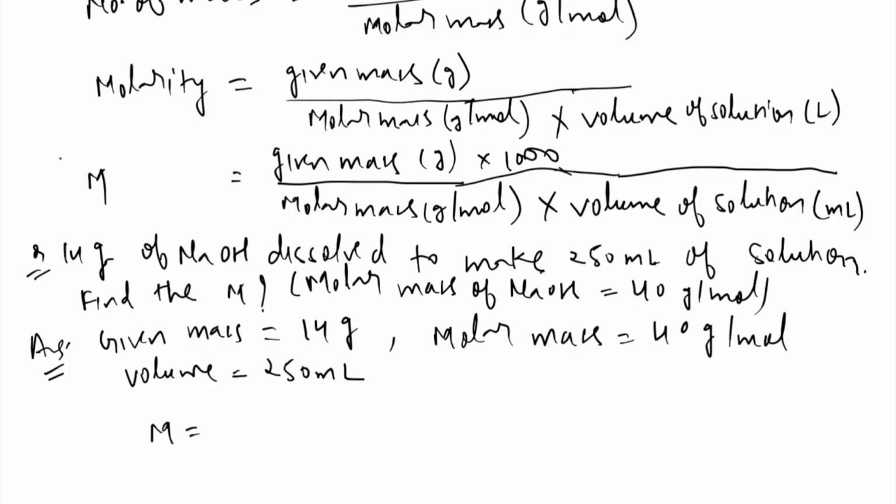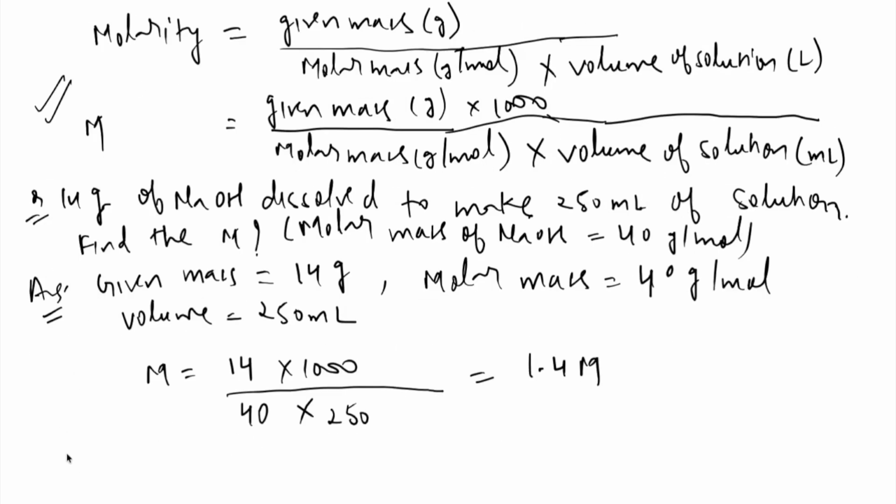So here we can easily calculate the molarity. This is the formula that we are going to use. Given mass, that is 14, multiplied by 1000 because we are taking volume in ml, divided by molar mass, which is 40. Please check the units also. It's 40 grams per mole, so we are good to go. We can directly put it here, multiplied by volume in ml. So volume in ml is 250. If we solve this, we will get 1 point.